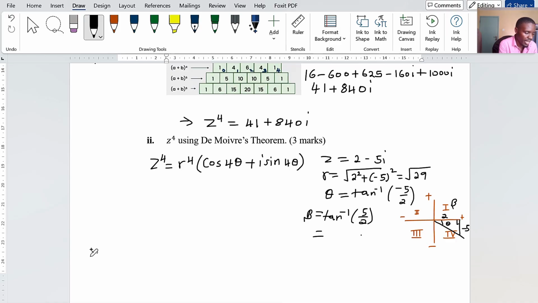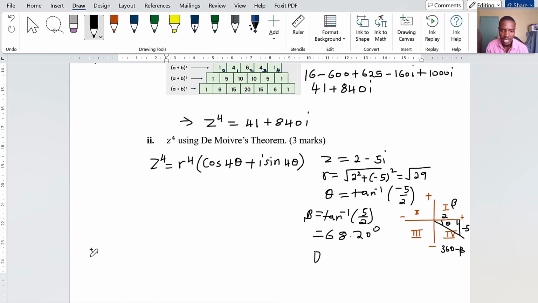Let me change my calculator to degree so that I can work it out. So shift tan inverse of 5/2. I get a small number, I don't know why. Let me check. Oh, okay, I got it. Shift tan inverse 5/2. So the answer is 68.20 degrees. Now, in the fourth quadrant, it is always 360 minus beta.